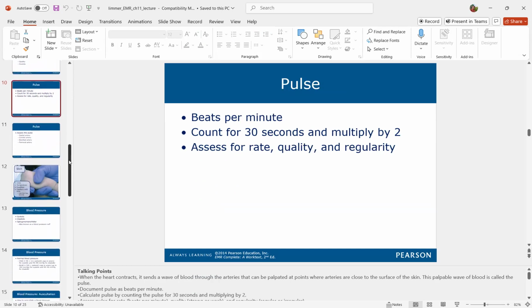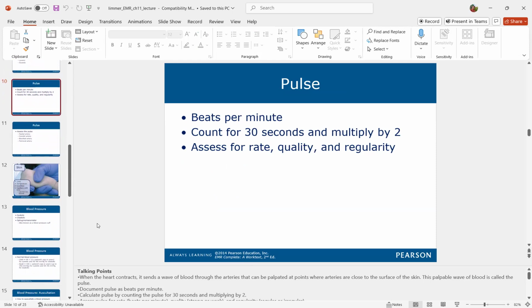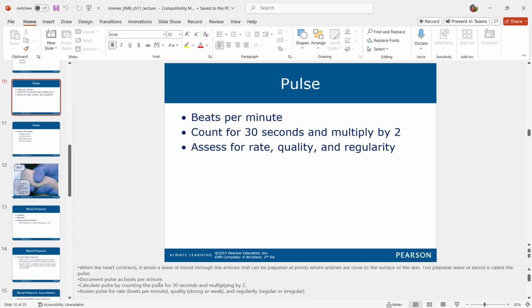Pulse is another thing we can measure. So when the heart contracts, it sends a wave of blood through the arteries that can be palpated at different points that are close to the surface of the skin. This palpable wave of blood is called your pulse. We document this in beats per minute. So we're going to do the same thing. We're going to count to 30 and multiply it by 2.